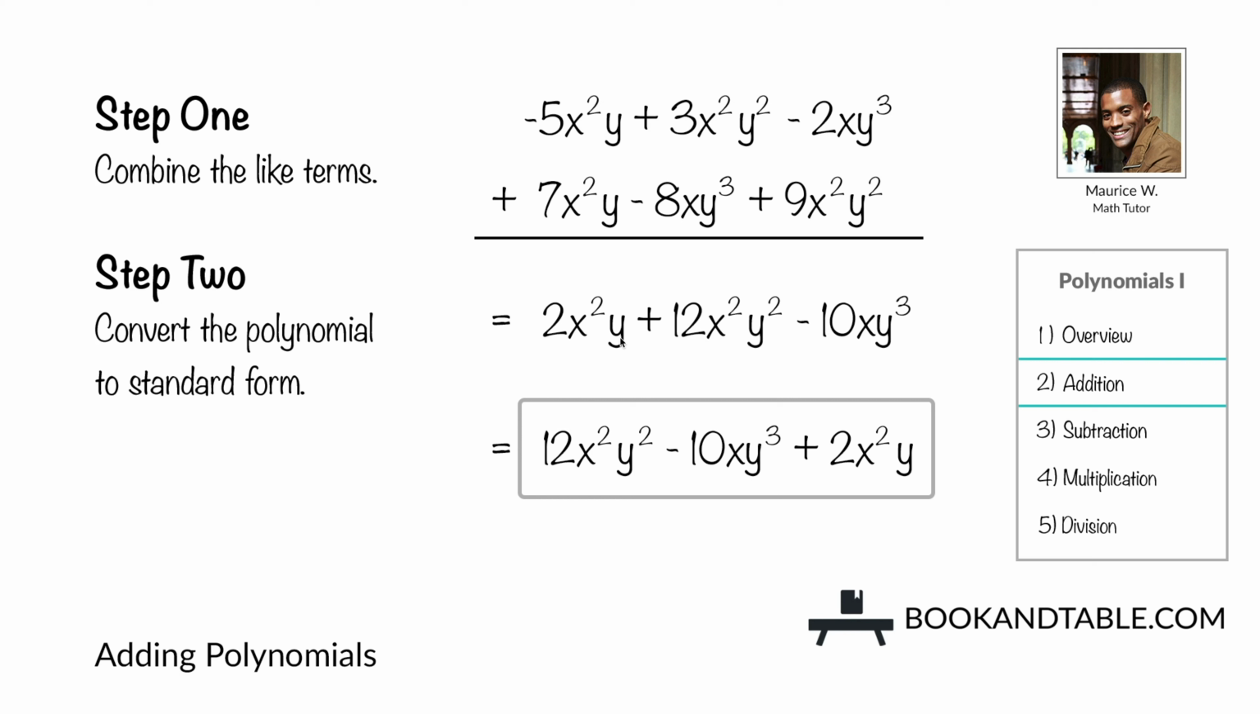And this term has a degree equal to 3. 1 plus 2 gives us 3. So this term should be listed furthest to the right since it has the smallest degree. And these two terms should come before it since they both have a degree equal to 4. So the final answer in standard form is 12x squared y squared minus 10xy cubed plus 2x squared y. And that is how you go about adding polynomials.